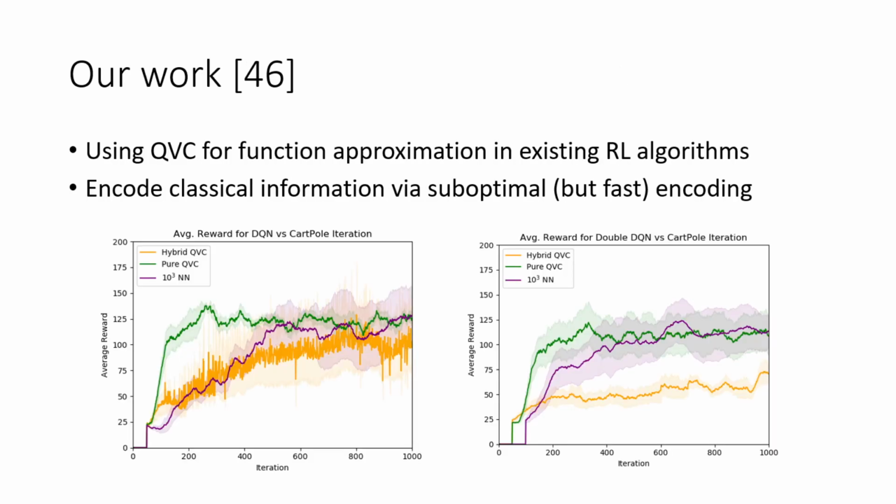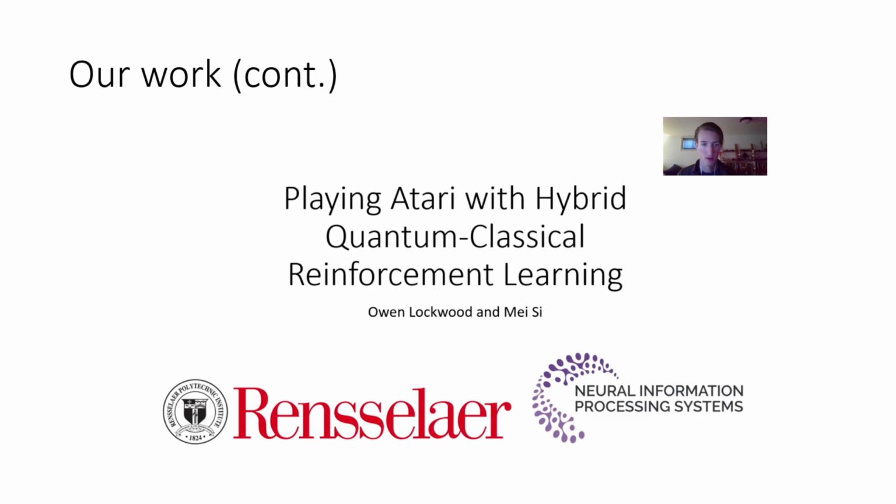And so here we get to our work, in which we show that using a quantum variational circuit for function approximation in existing reinforcement learning algorithms can work very well for reinforcement learning tasks. Here we see a comparison with a neural network with thousands of parameters when the quantum variational circuit only has about 50. And so there's a lot of power there with a lot less effort, you might say. And this is a continuation of the work. You're welcome to check it out if you're coming to the Neural Information Processing Systems Conference 2020, at the end of December.